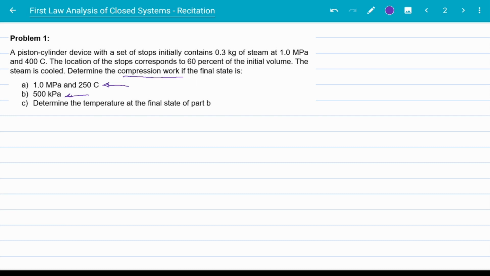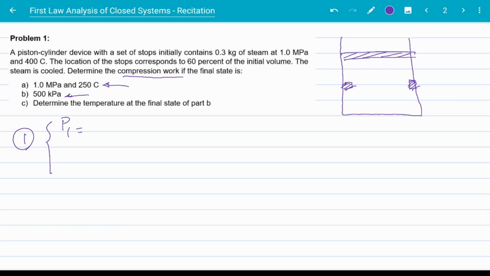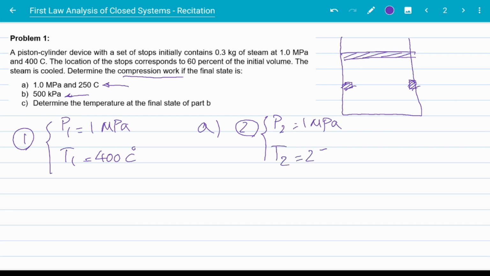Let's first draw a schematic of the problem. So we have a piston and cylinder device like this. So this is the piston, and we have a set of stops here as well, like this. Now initially at state 1, we know that our system has a pressure of 1 megapascals and a temperature of 400 degrees Celsius. For part A, we know that our final state has the same pressure while the temperature is 250 degrees Celsius.